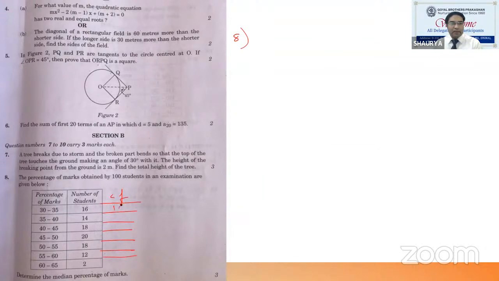So it's 16 plus 14, 30, 48, 68. I copied something wrong. 48, 68 plus 18 will give me 96. Plus 12 is 108, plus 2 is 110. So first thing, we already have that the value of n is 110. So we calculate n by 2 to find the median class. So it gives me 55.